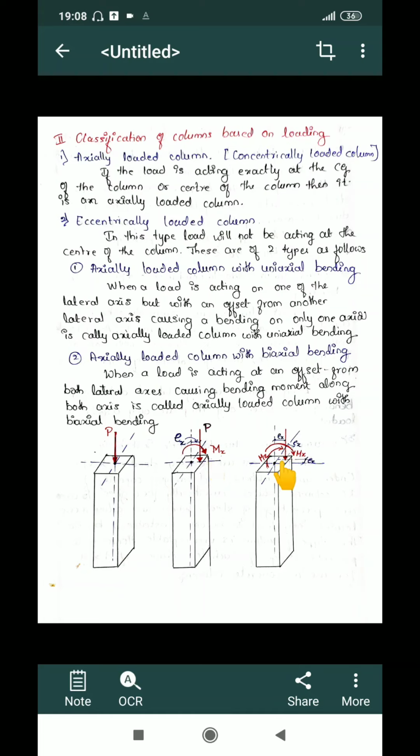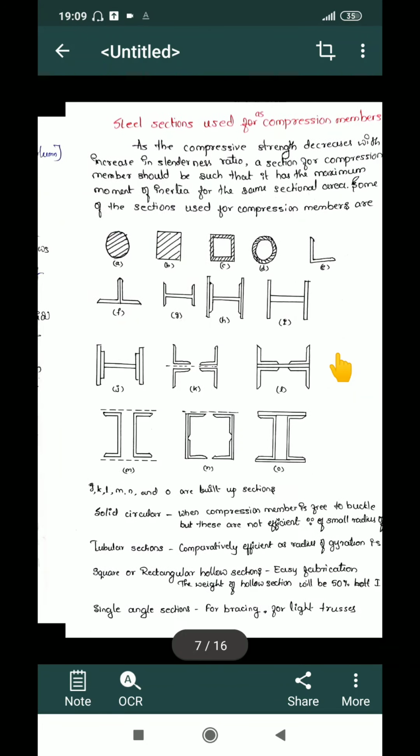If the applied load has an offset along both directions, that is along x direction as well as z direction, then there will be two types of moments created, one along x direction and one along z direction. Hence, this type of column we call an axially loaded column with biaxial bending. All these things you have studied in your second semester of building structures. Just to recall or revise it, I have quickly gone through it.